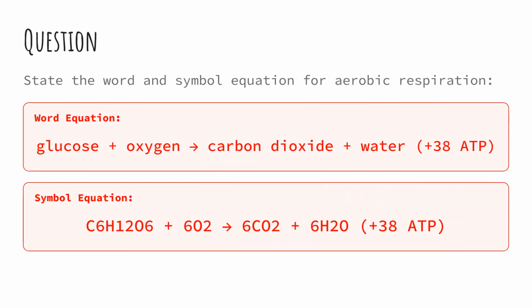Here are the equations for aerobic respiration. The word equation is glucose plus oxygen produces carbon dioxide and water, plus 38 ATP. The symbol equation is C6H12O6 plus 6 O2 yields 6 CO2 plus 6 H2O, also with 38 ATP.